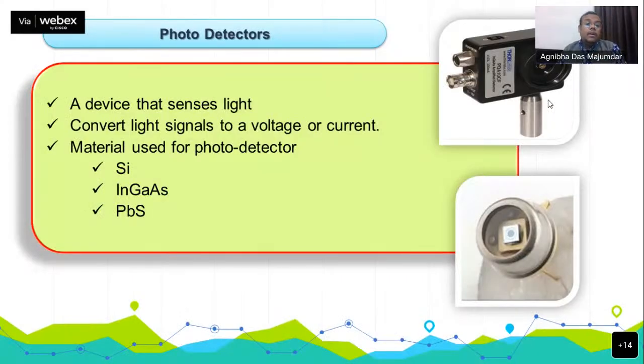Now the detectors. The detectors are the devices that sense the light. The light comes from the sample and it should be sensed with the detectors. Only then can they detect the signals, convert them into the spectrum, and convert the light signals to voltage or current. The materials used for these photodetectors can be silicon detectors, indium gallium arsenide detectors, or PbS detectors.